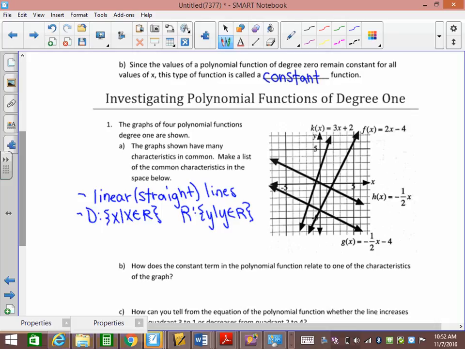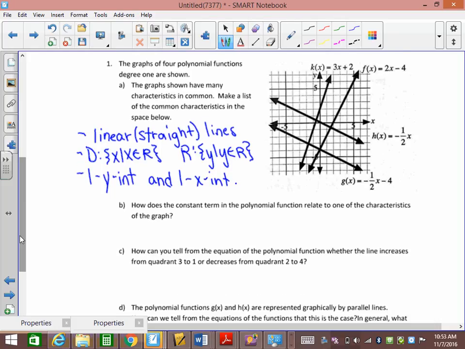How many y-intercepts do they all have? How many times does each line cross the y-axis? Once. So they each have 1 y-intercept. What about x-intercepts? How many do they have? How many times does each one of them cross the x-axis? Once. We looked at this Friday.